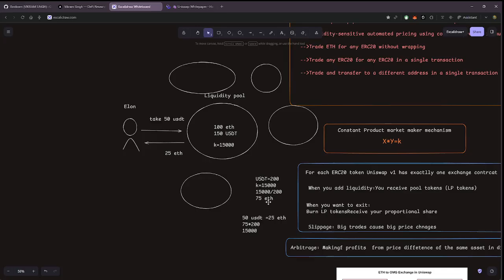So the value of ETH would be 75, and if we subtract 75 from 100, we get 25. So 50 USDT is equal to 25 ETH in this liquidity pool. If he submits 50 USDT in this pool, he will get back 25 ETH. This is how the liquidity pools work using the constant product market maker formula. And like this, we have several liquidity pools containing ETH and different ERC20 tokens in Uniswap.